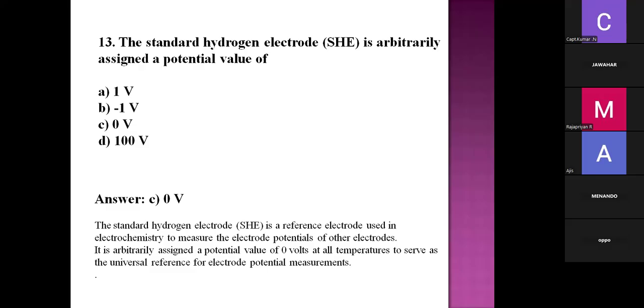The standard hydrogen electrode is the reference electrode used in electrochemistry to measure the electrode potential for other electrodes. It is arbitrarily assigned a potential value of 0 volts at all temperatures to serve as a universal reference for electrode potential measurement.